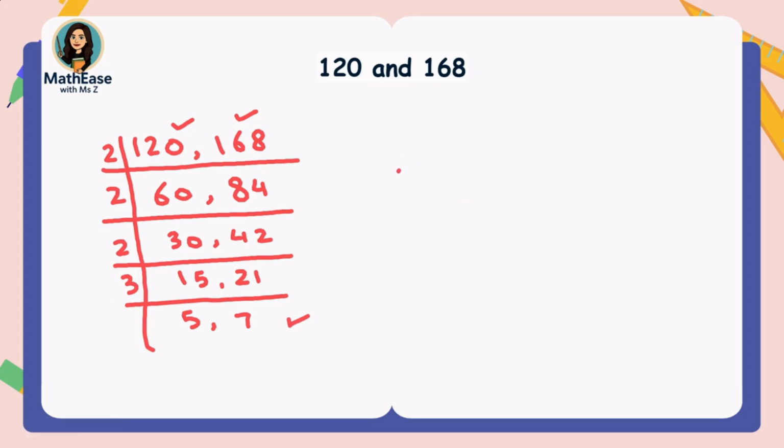So what are we going to write? We're going to write that the HCF of 120 and 168 is equal to 2 times 2 times 2 times 3, which is equal to 24. And that's our answer. 24 is the HCF of 120 and 168.